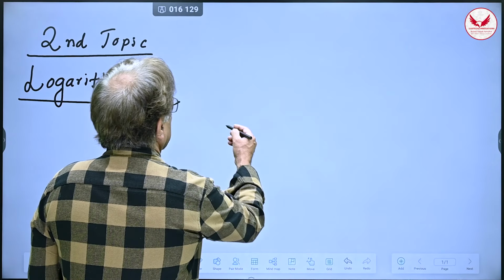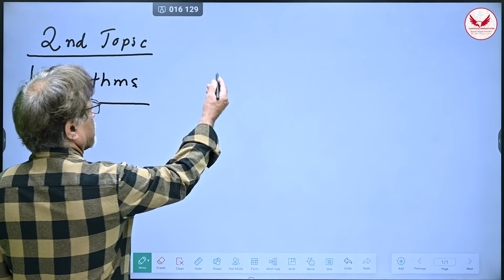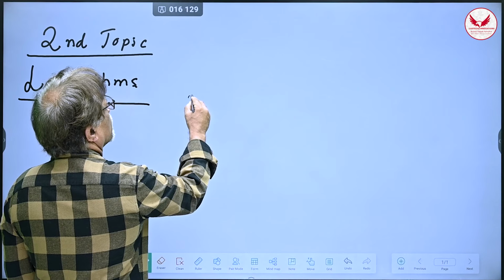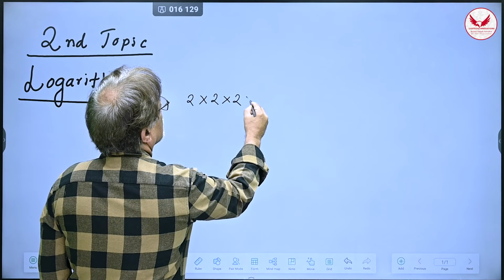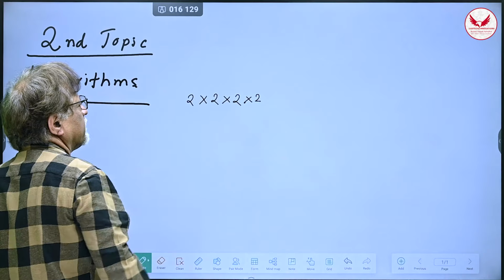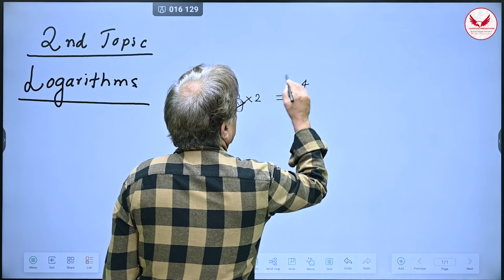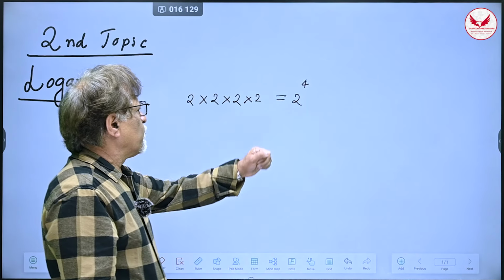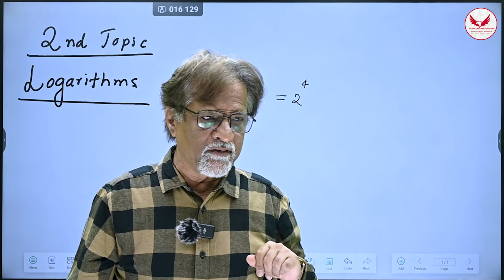In mathematics, we always create certain short forms. For example, if I want to write 2 multiplied by 2 multiplied by 2 multiplied by 2, right? So mathematicians said that instead of writing 2 four times, it will be easier if I indicate by writing what? 2 raised to 4. So this convention made it very clear what is to be multiplied, 2, and how many times it should be multiplied, 4 times.